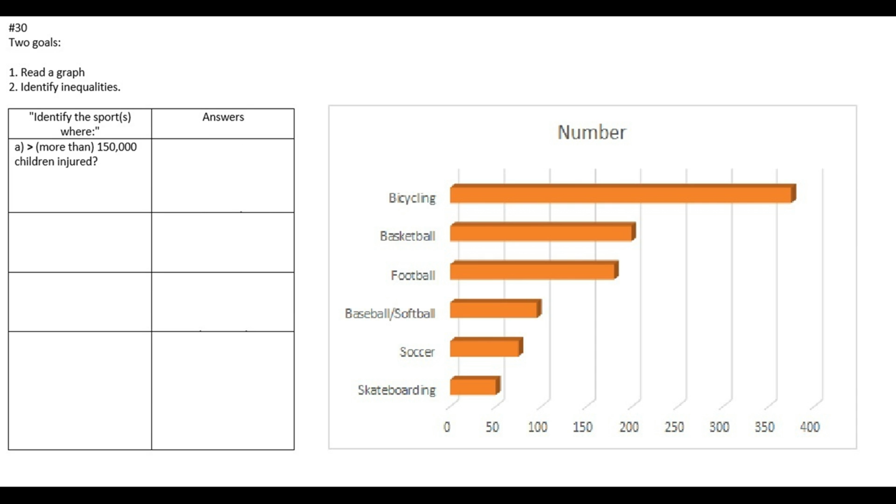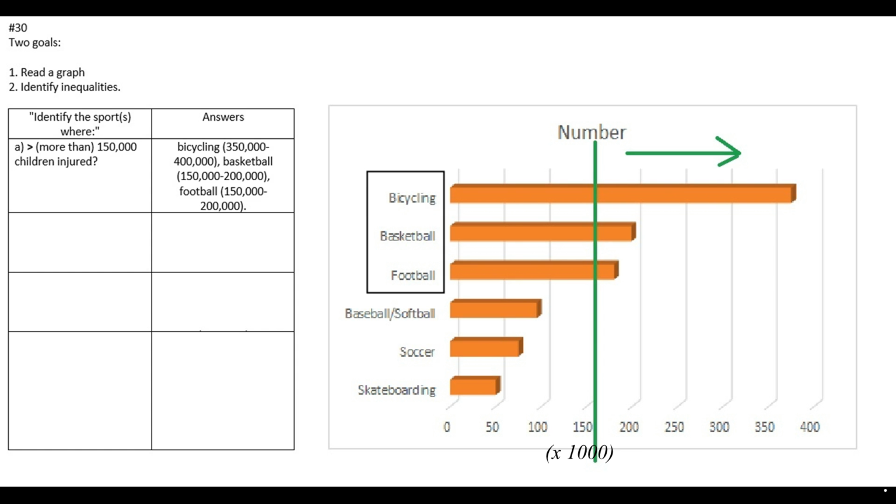So can you identify the sport where, for the first part, more than 150,000 children were injured? So let's look at that line, and it says 150,000. Remember, reading that bottom is times 1,000. So 150,000. And the sports past that are bicycling, basketball, and football.